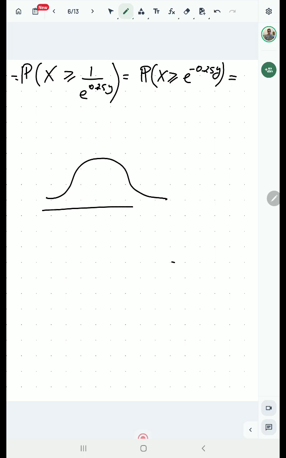And we know that, look at this, we can basically switch the inequality. Suppose this is some fixed value, and this is the PDF of x. If you are interested in the area greater than a fixed value, e to the power minus 0.25y, let's call this a, and the non-shaded area b. So obviously, a can be found as 1 minus b.